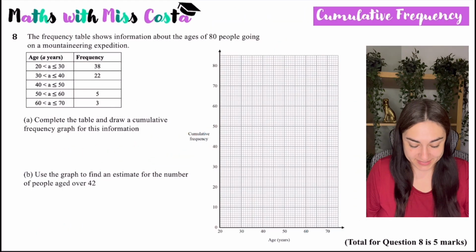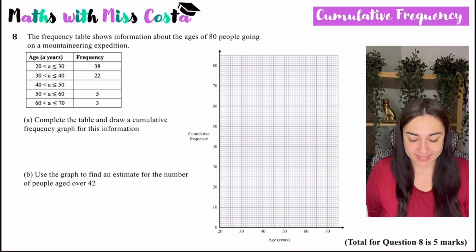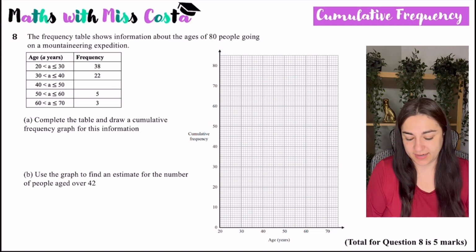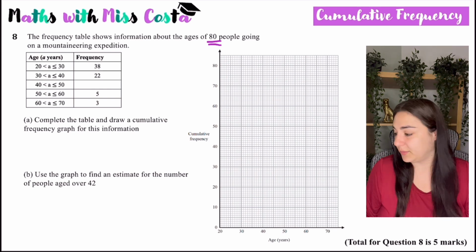So here I've got a cumulative frequency diagram, and I've got a frequency table. I'm told that the table shows information about the ages of 80 people going on a mountaineering expedition. First part, I need to complete the table. So I know that there are 80 people in total. This is just a frequency table.